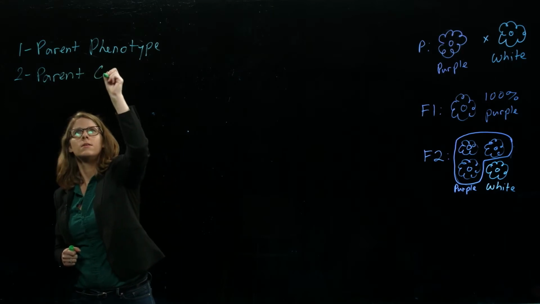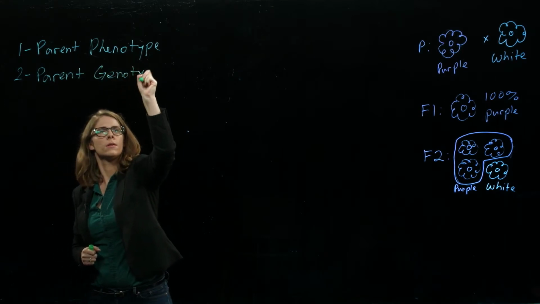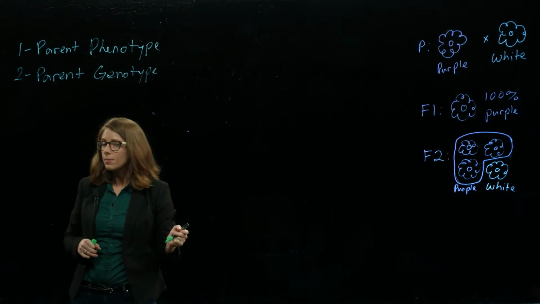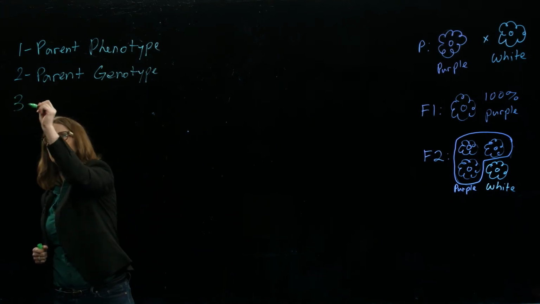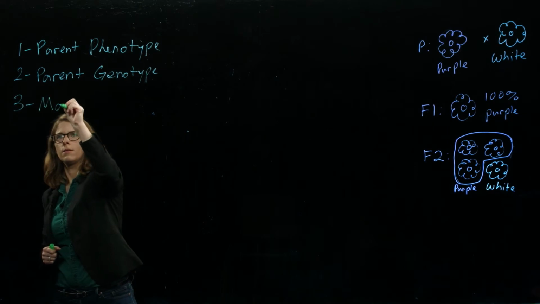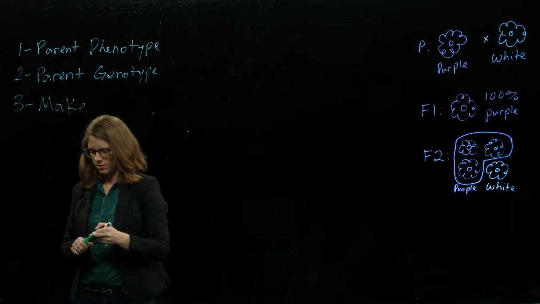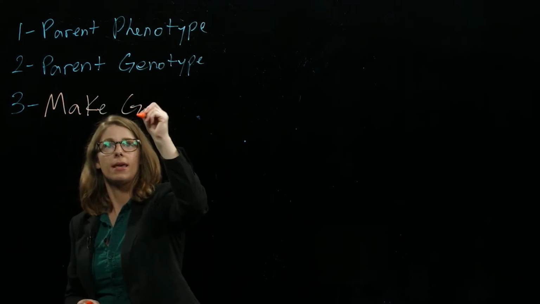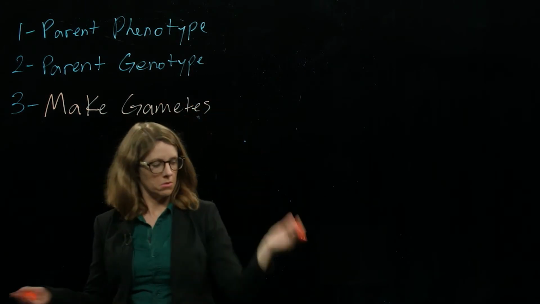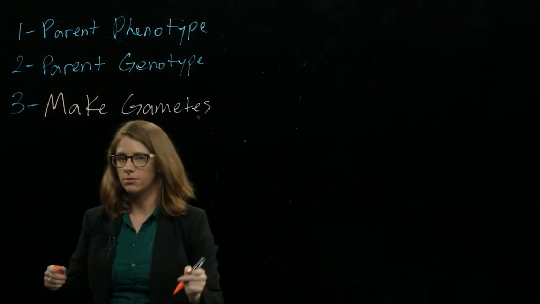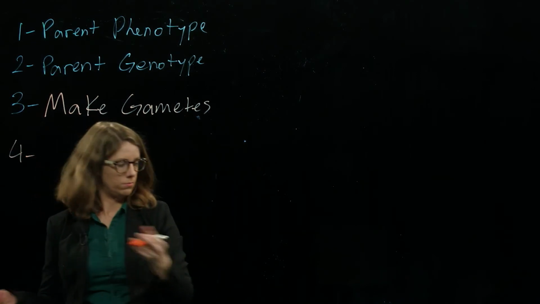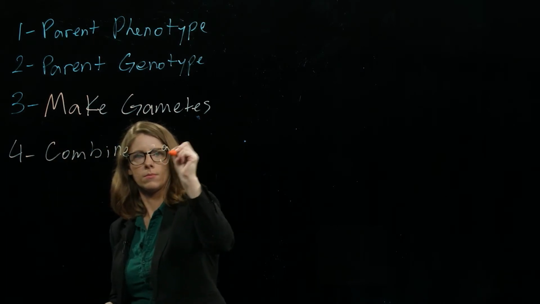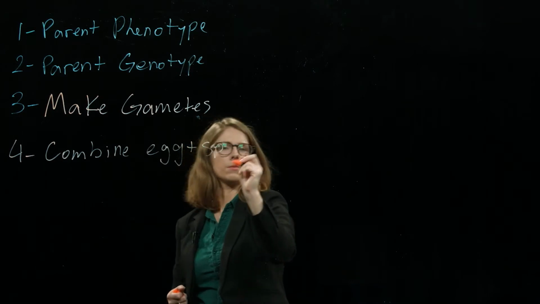Is that okay? Okay, third step is to make the possible gametes that the parents make. Can you read that okay? It's a different color. Yeah, that's way better. Make gametes. Step four is to combine those gametes to make the babies. So, combine. I have to give myself enough room.